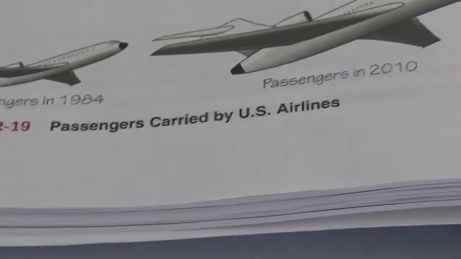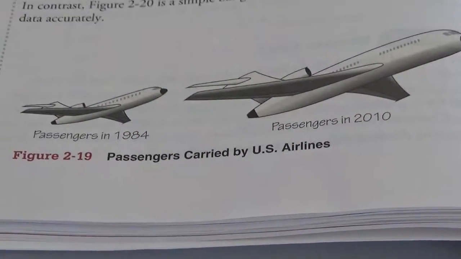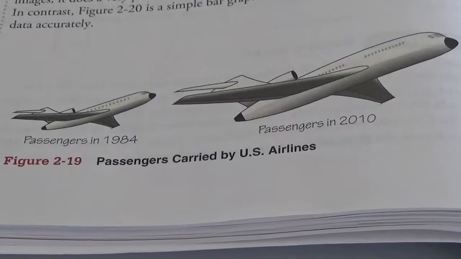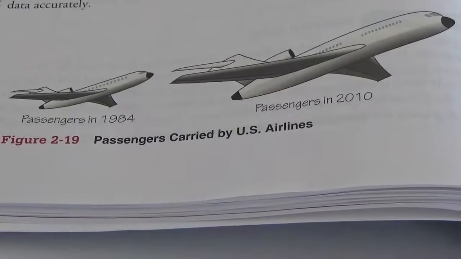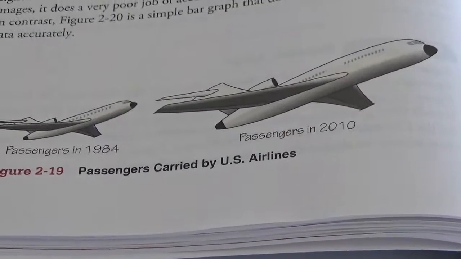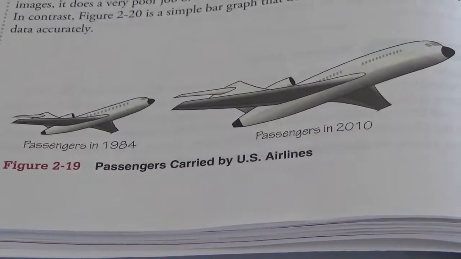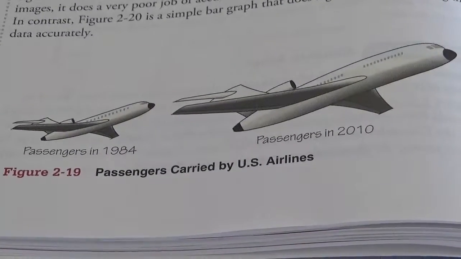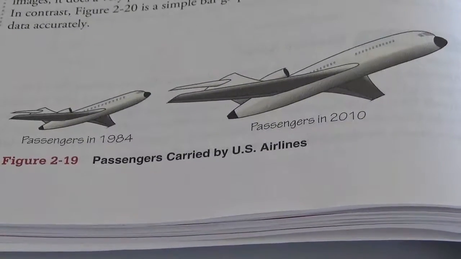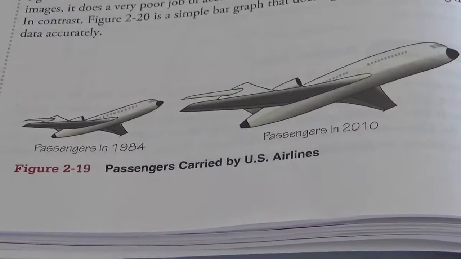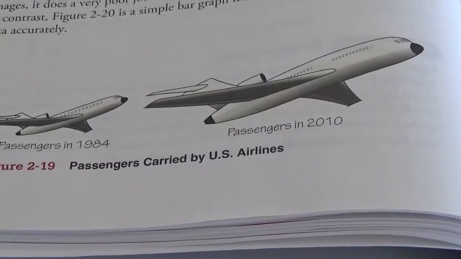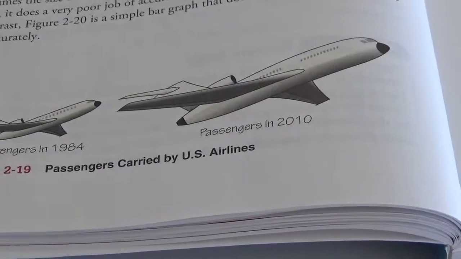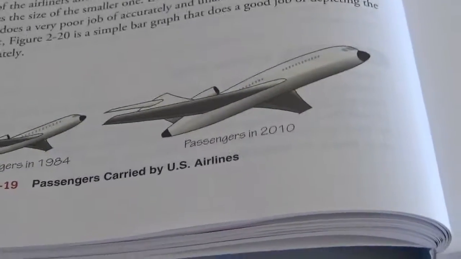Pictograms also do not show accuracy. This is the number of passengers taking a flight in 1984 and in 2010. It's meant to show that it's doubled. Well, if you look at the size of those two planes, it looks like the one on the right is 7 or 8 times larger than the one on the left. That would mean 7 or 8 times more people were flying in 2010 than in 1984. That's deceiving. The picture is not to scale, and so people can interpret that inaccurately, when really it's just double.